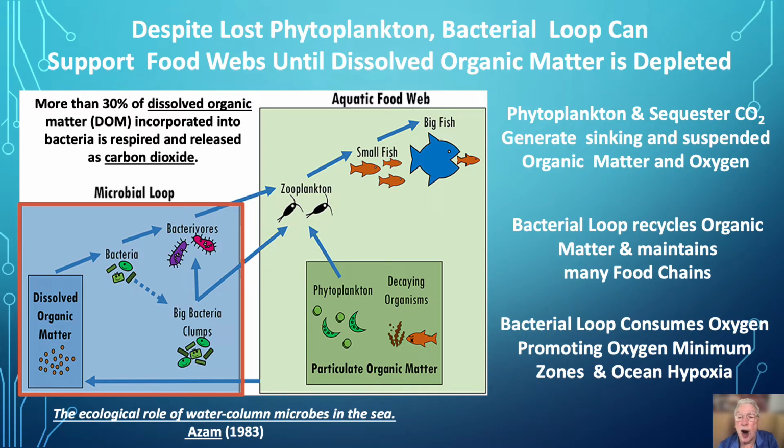However, unlike oxygen-generating phytoplankton, the bacterial loop consumes oxygen and expands the oxygen minimum zones, which coincide with the many deadly anoxic events of the Permian.